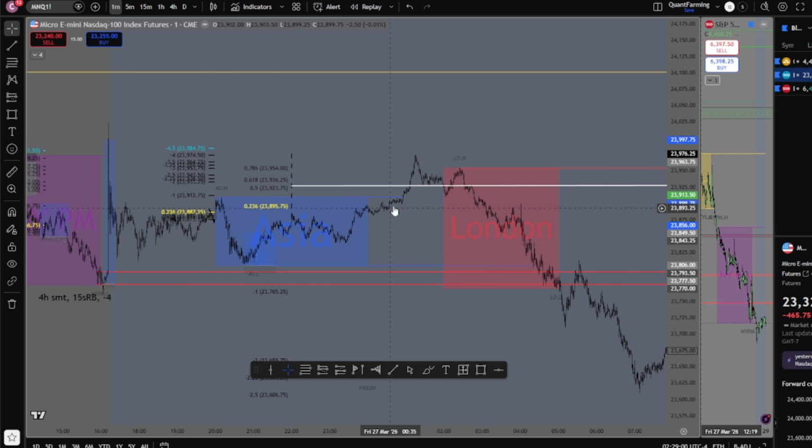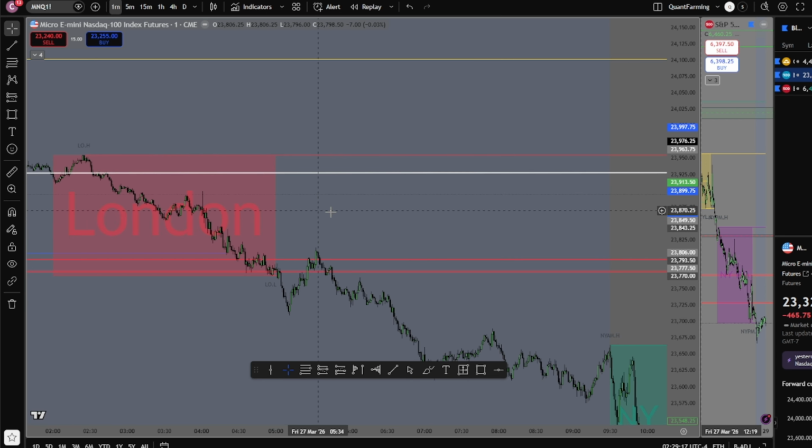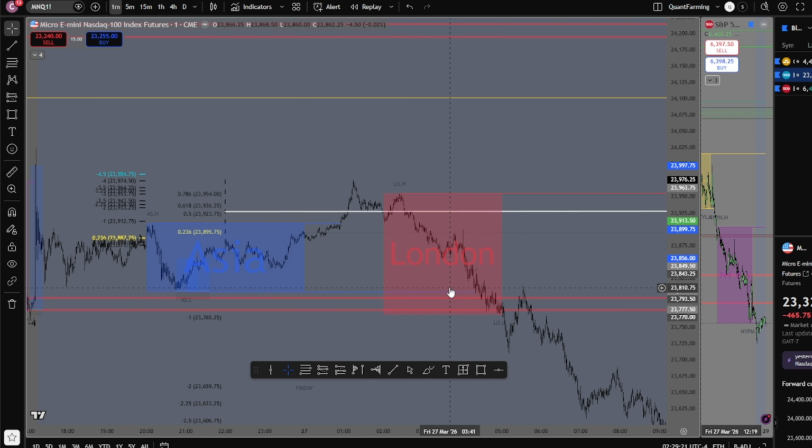Now, as you can see, London session, we had a pretty directional move. We had our manipulation right in the beginning of the session, and then we had our true move downwards. And would you happen to look at that? We end up wicking off of true day open and continuing lower.